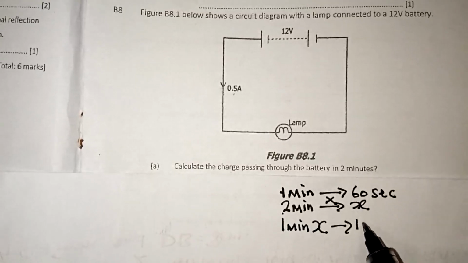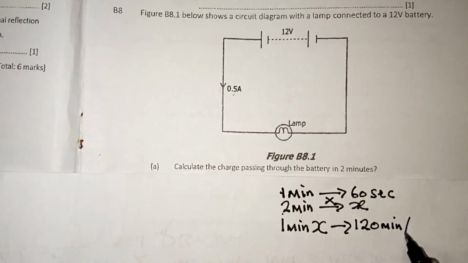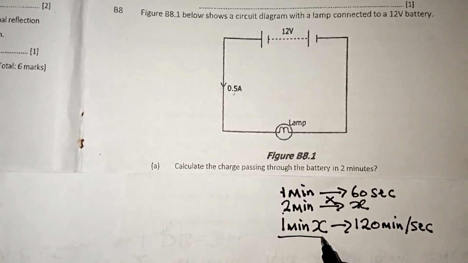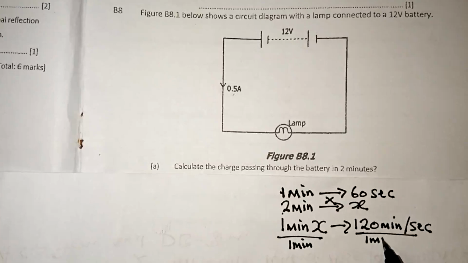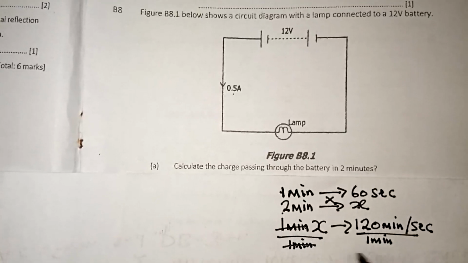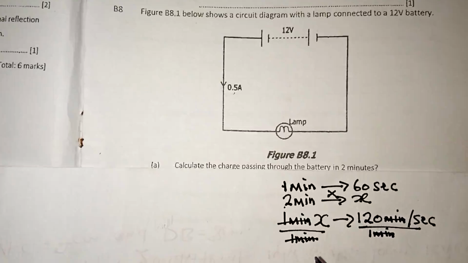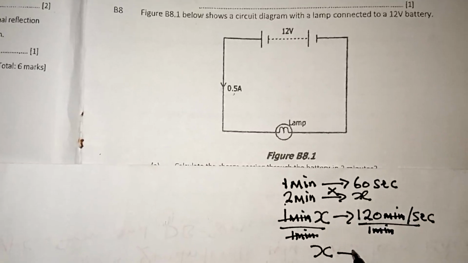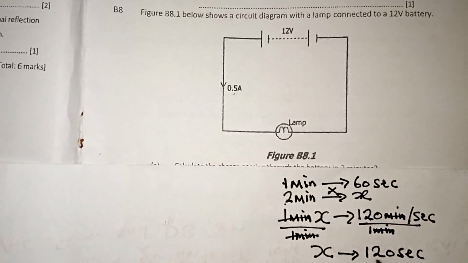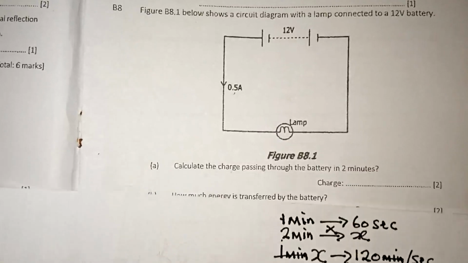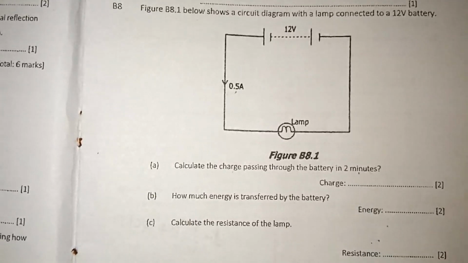This will give us 120 minutes per second. So you divide by 1 minute, so that the minute and the minute cancel, and 120 divided by 1 gives 120. That simply means that x is equal to 120 seconds. So this is our time, 120 seconds. Instead of using 2 minutes, I am going to use 120 seconds.